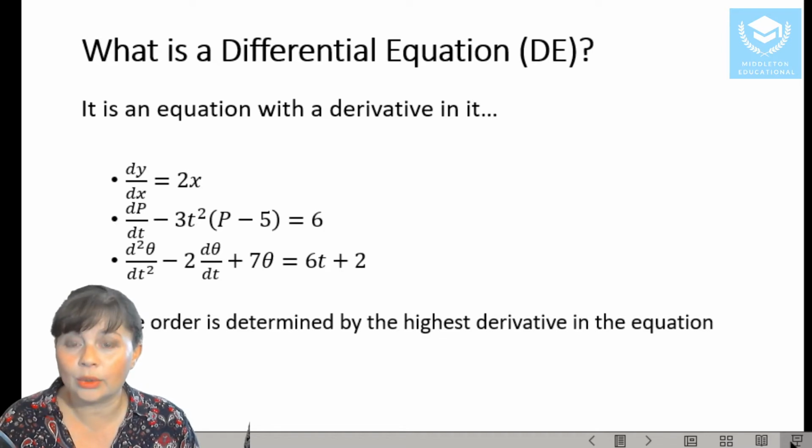The second equation, we have also a first order differential equation because of the first derivative, dP/dt. In the third example, we have the highest derivative is our second derivative. So that means it is a second order differential equation.